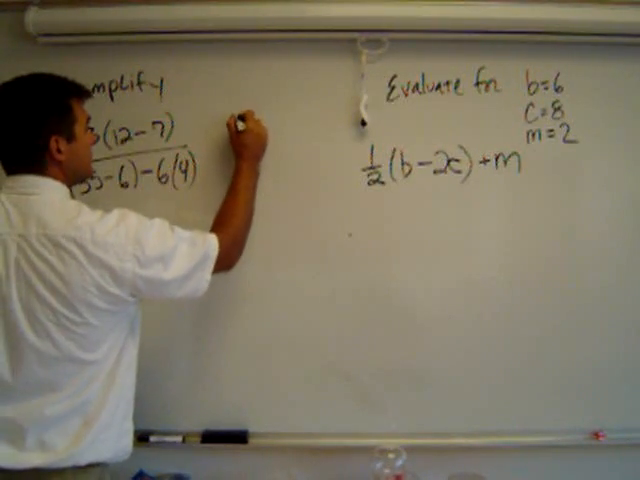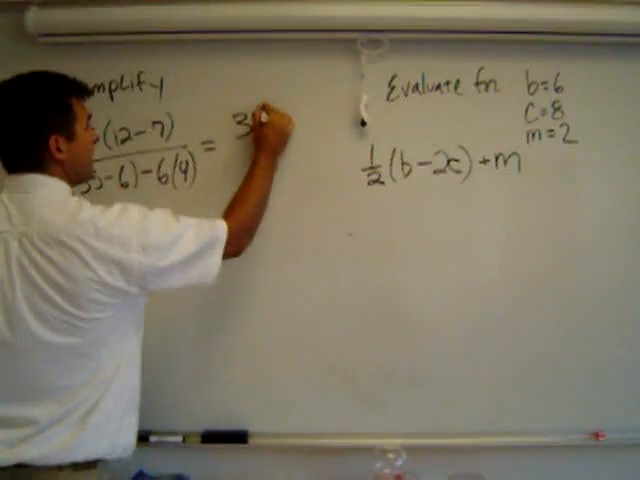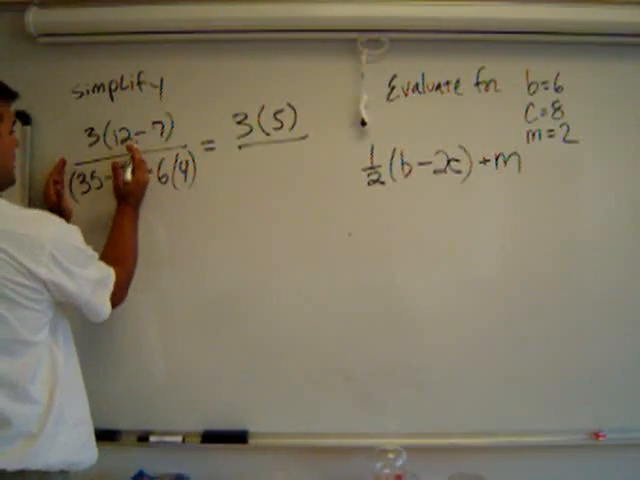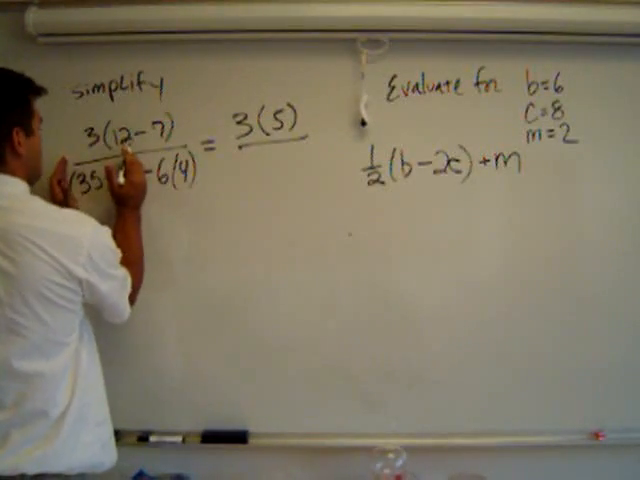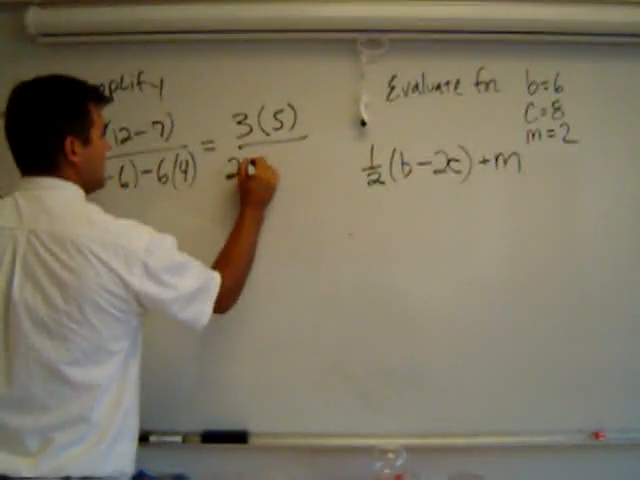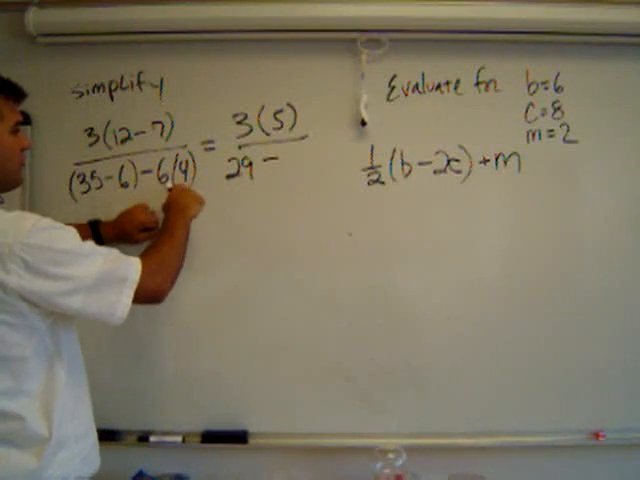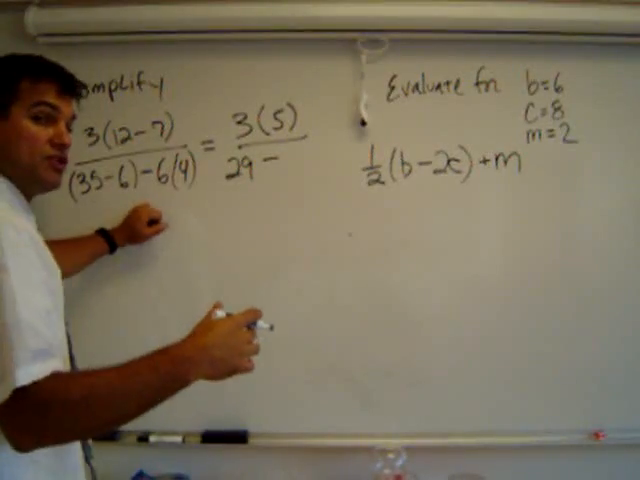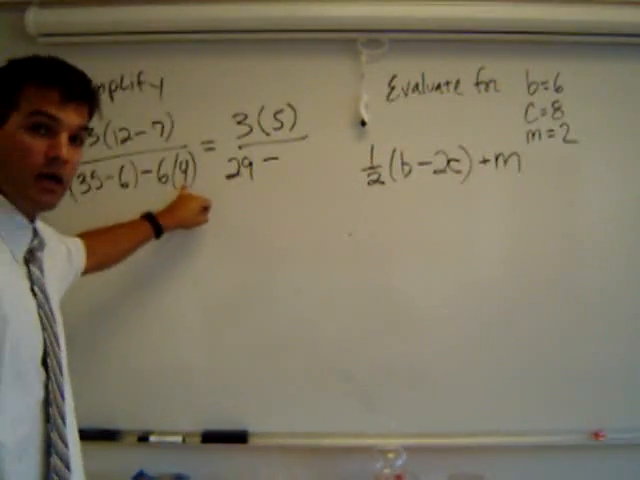12 minus 7, 5. What about here? 35 minus 6 inside, then 29. Minus, now there's nothing to do in here. So these parentheses are just here. They're just saying, here's a little group.